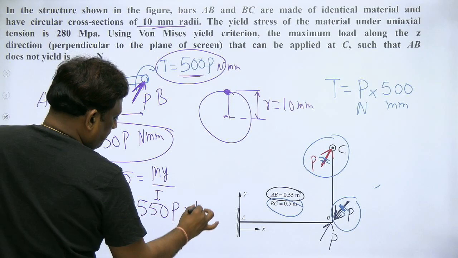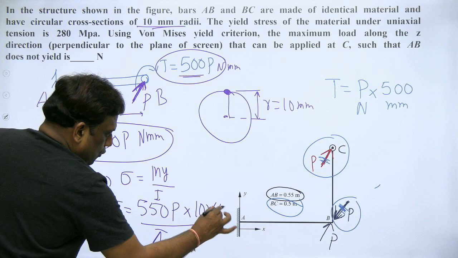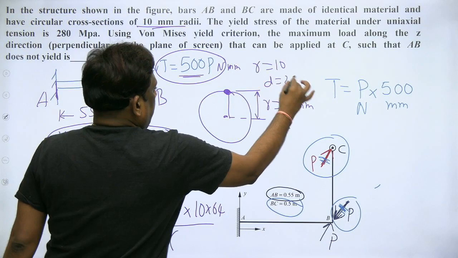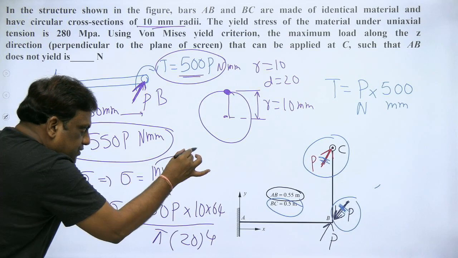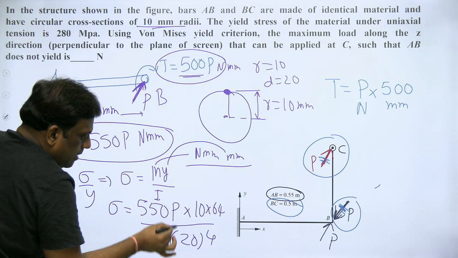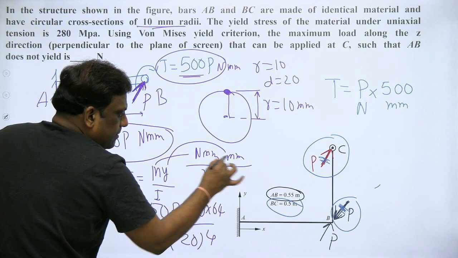I is pi by 64 D power 4, and the diameter is 20, so it will be 20 power 4. Let us check the unit. M is in Newton mm, Y is in mm, and I is pi by 64 d power 4, so mm power 4. So it will be Newton per mm square, which is megapascal.